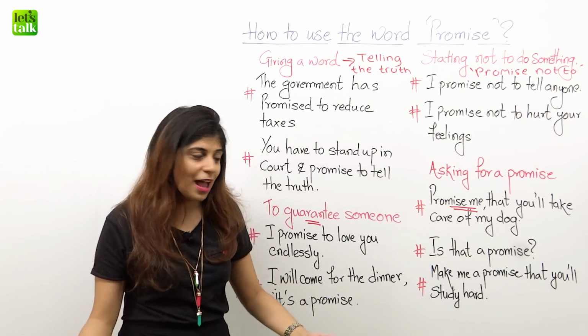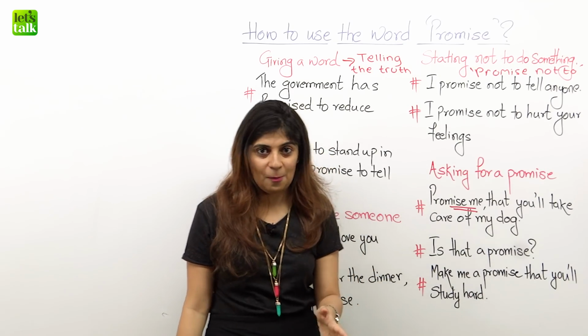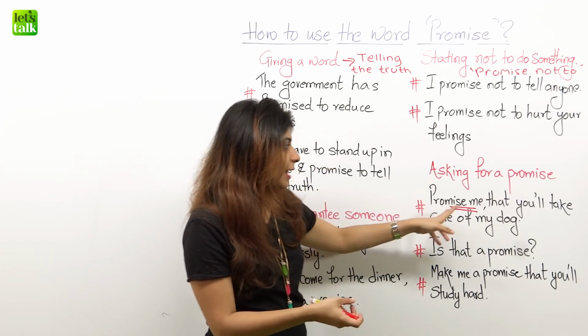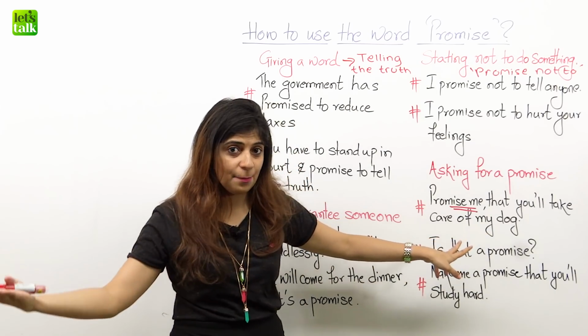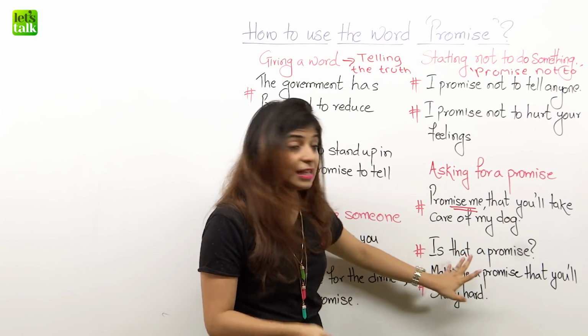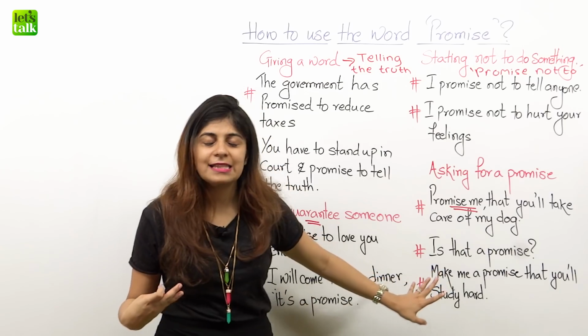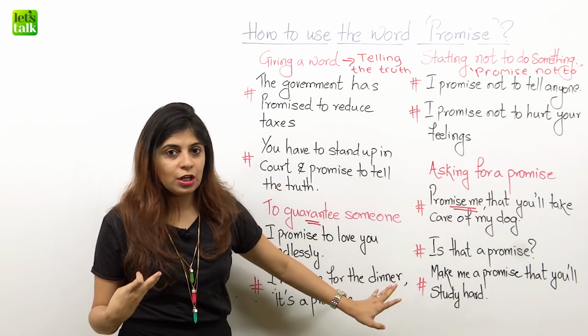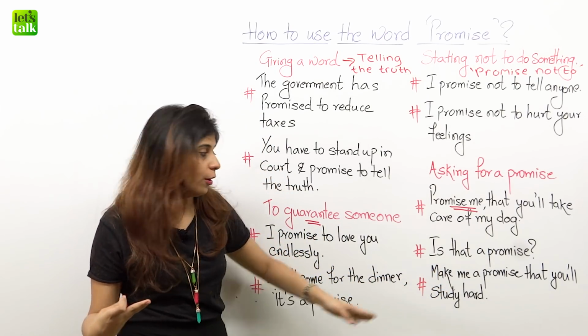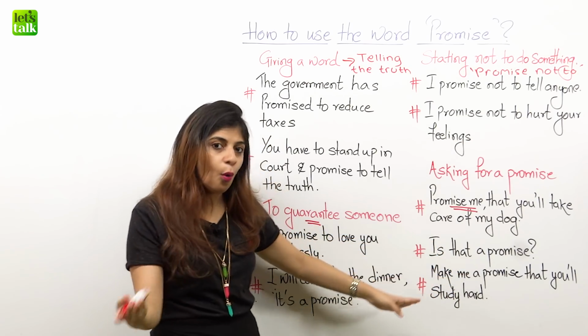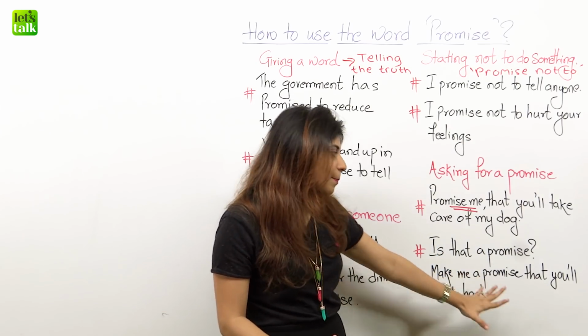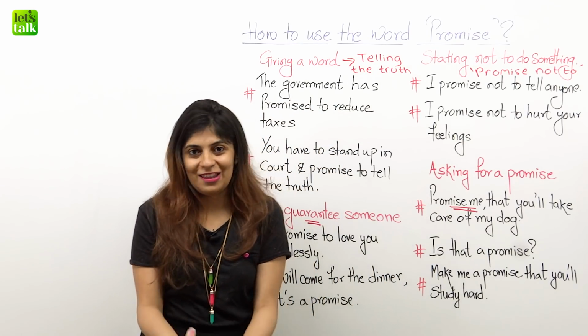So how do you do that? Well, make me a promise. Either way, you can say, promise me that you won't hit that person. Is that a promise? When your kid says, okay mom, I'm not gonna do this, then you ask for a promise. Is that a promise? Or keep it very simple. Make me a promise that you will study hard.